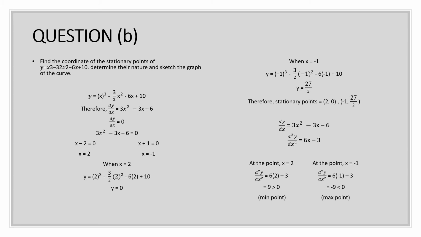Soalan B menyatakan bahawa find the coordinate of the stationary points of y sama dengan x kuasa 3 tolak 3/2 x kuasa 2 tolak 6x tambahkan dengan 10. Determine their nature and sketch the graph of the curve.